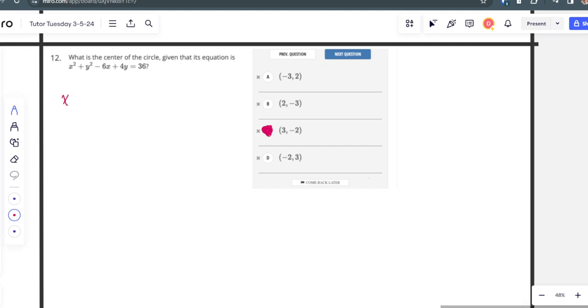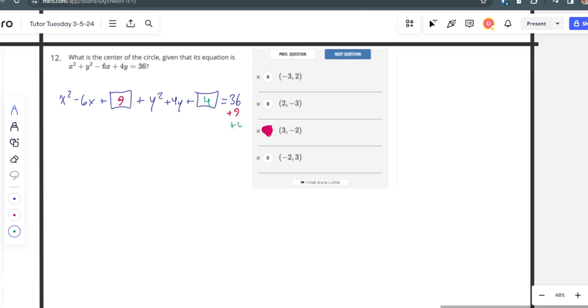If you're completing the square, I would group these different terms together, like x squared minus 6x, and I'm going to put a plus blank, and then plus y squared plus 4y plus blank equals 36. In order to complete the square, you need to take half of the coefficient on x. So -6, half of that is -3, and you need to square it. So I would add a plus 9 here. And then for this one, half of 4 is 2, and 2 squared is 4. And I also have to remember to add that to the right side as well.